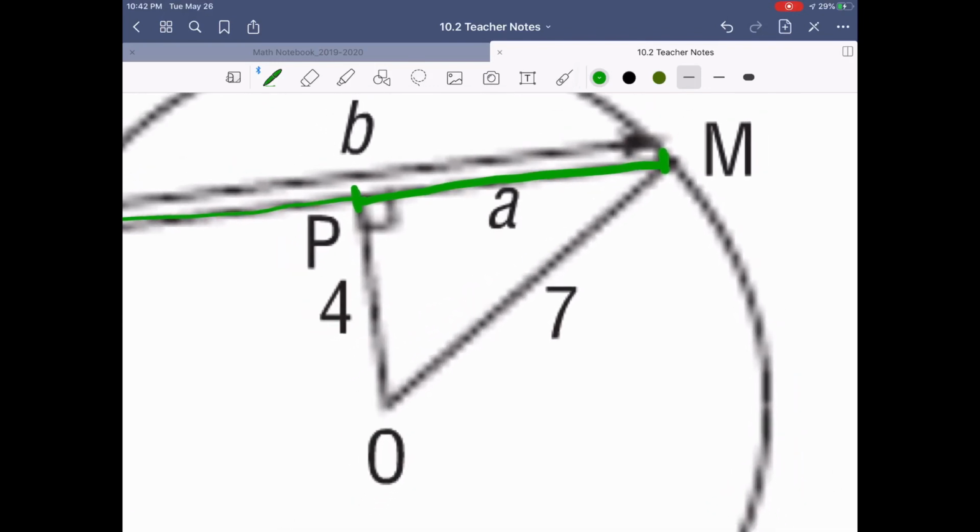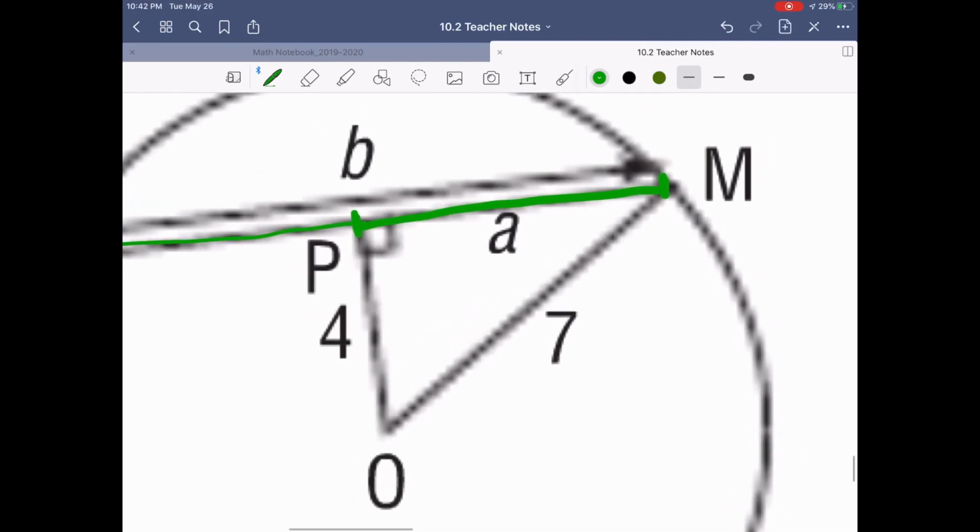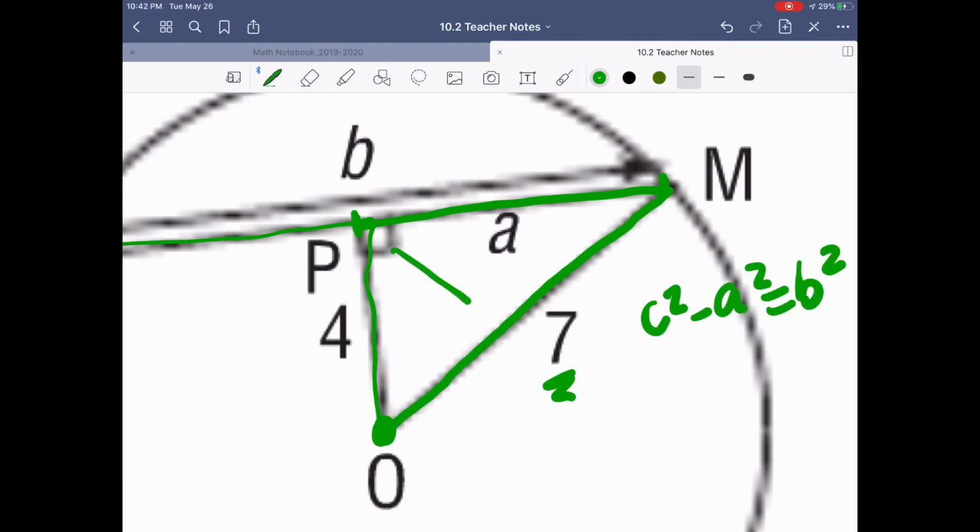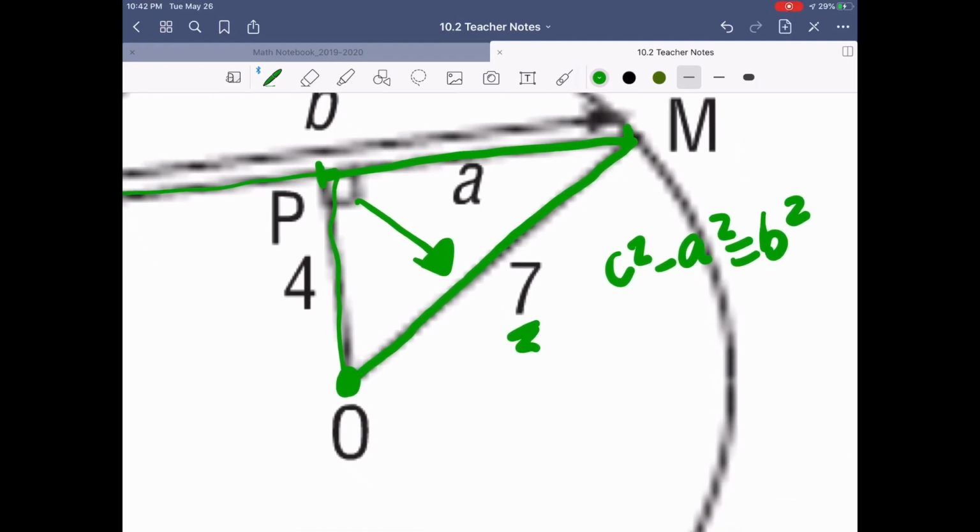Now here we have a right angle triangle. We have, here's the center to the edge, that's our radius, which is 7. And then from here to here is 4. So in order to find A, you have to do C squared minus A squared equals to B squared. Why is this one C? Because it's exactly across from the 90-degree angle. So then you have 49, because 7 squared is 49, minus 16 equals to B squared.